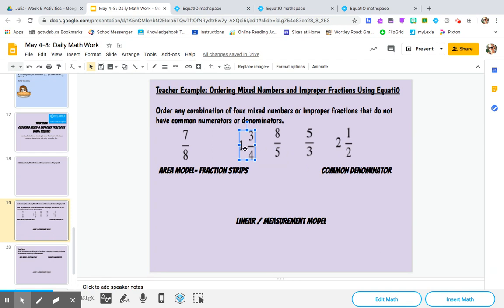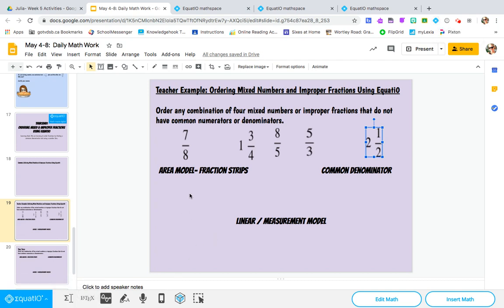Now I can see 1 3/4, 8/5, which is going to be greater than 1 but less than 2, and 5/3, which again is going to be greater than 1 and less than 2. So 2.5 then is going to be my largest number. So right away, I've taken out my smallest and largest, and I'm only left with the 3 middle fractions here to compare.